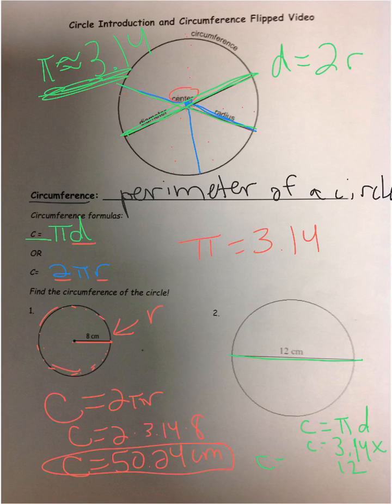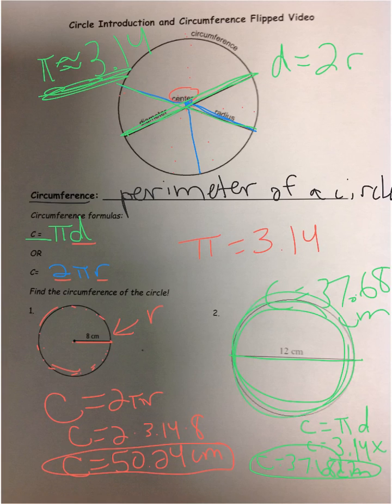C equals 37.68. And we would label that centimeters. Sorry, that's a little messy. So the circumference here is 37.68 centimeters, which again means the distance all the way around the circle on the outside.